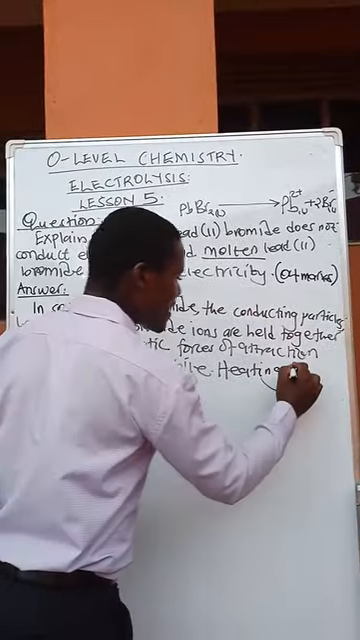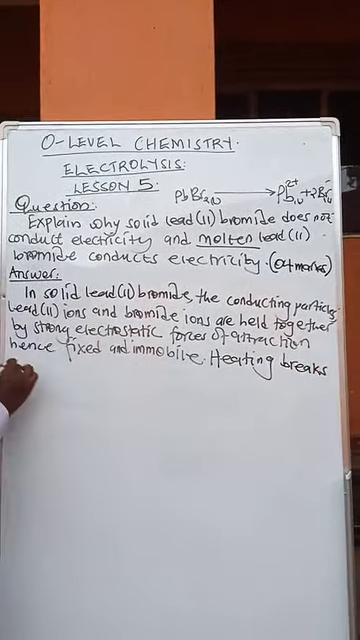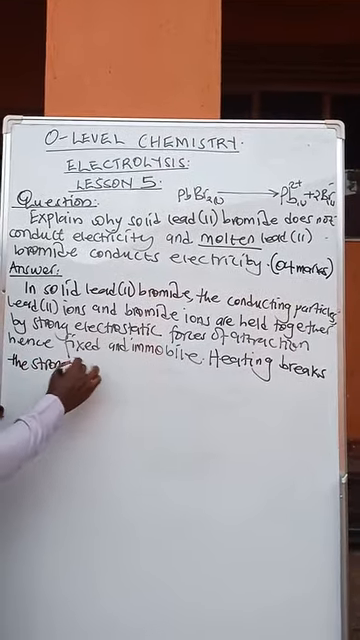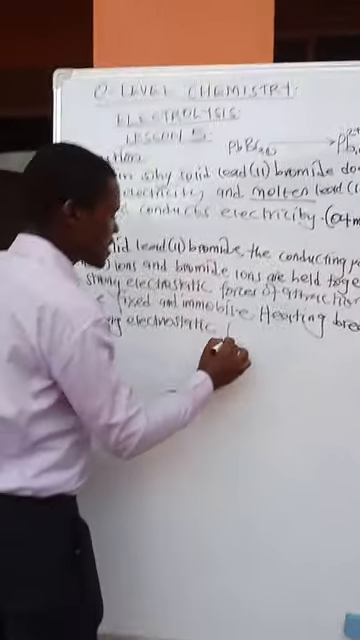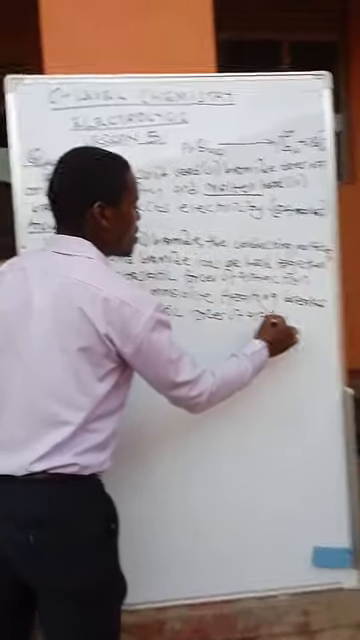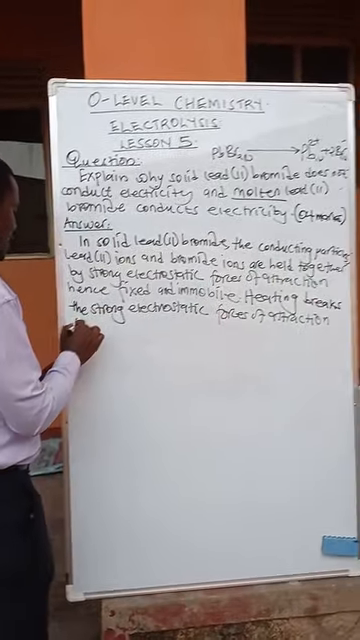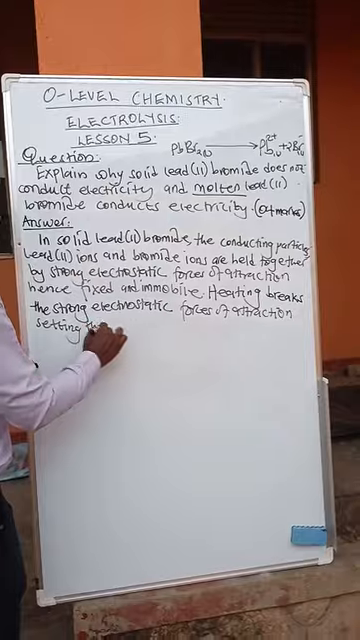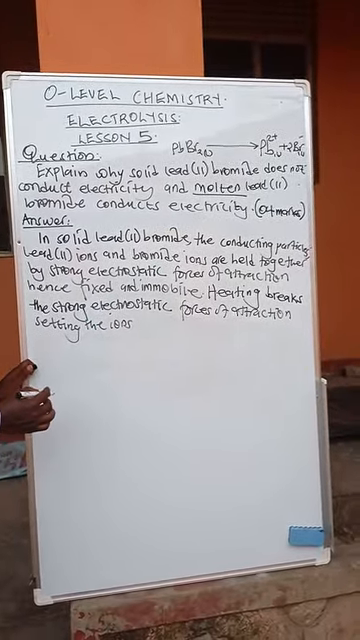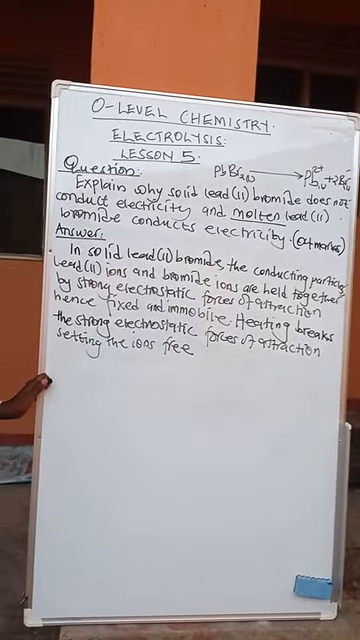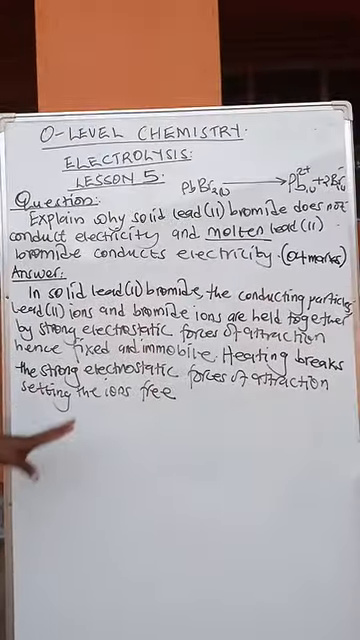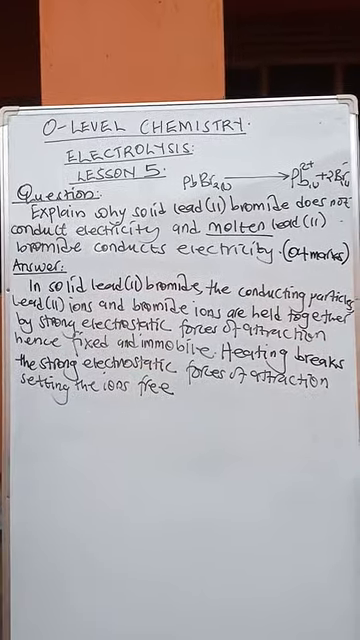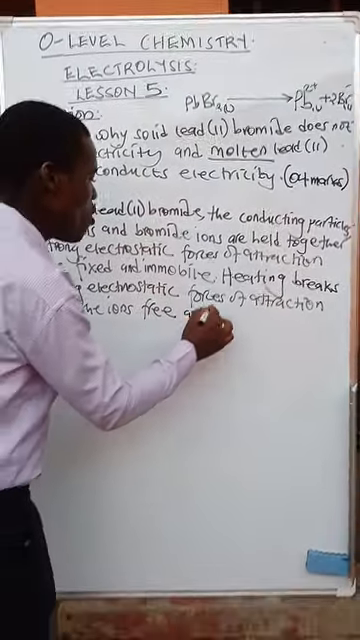So we are now saying that heating breaks the strong electrostatic forces of attraction, setting the ions, which are the conducting particles, free. Is that okay? Now, when the ions become free, we have clearly said that heating breaks the strong electrostatic forces of attraction, setting the ions free, and they become mobile.